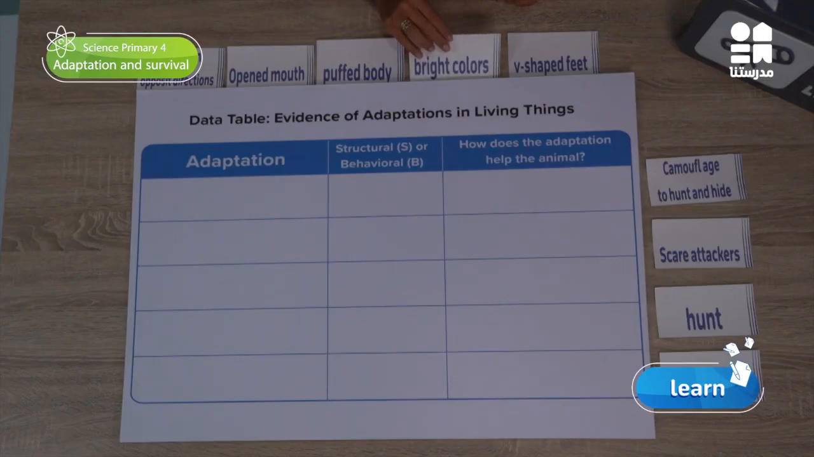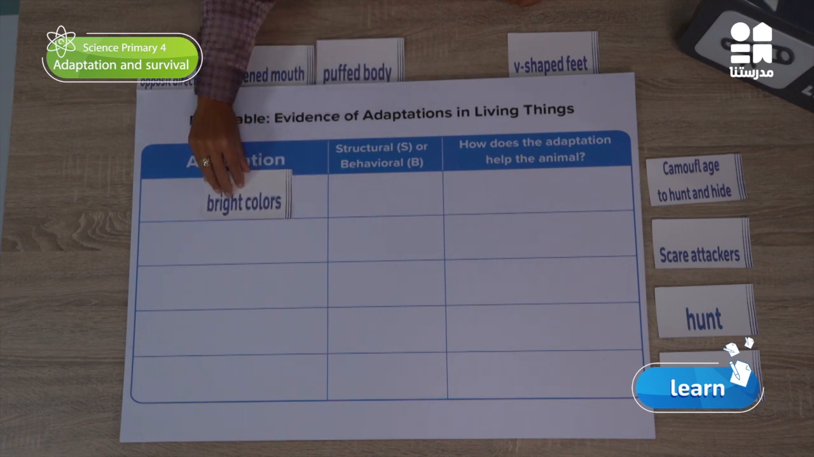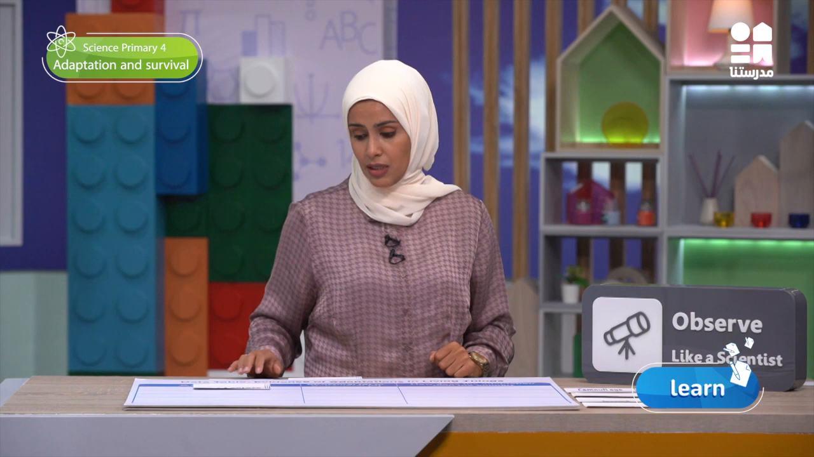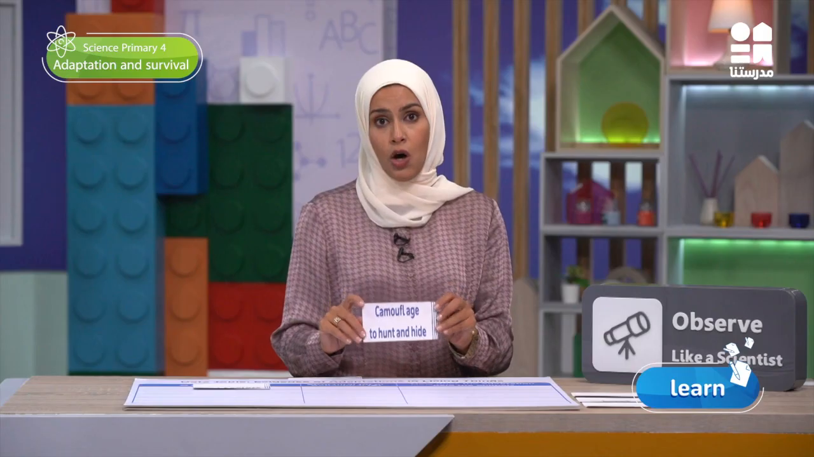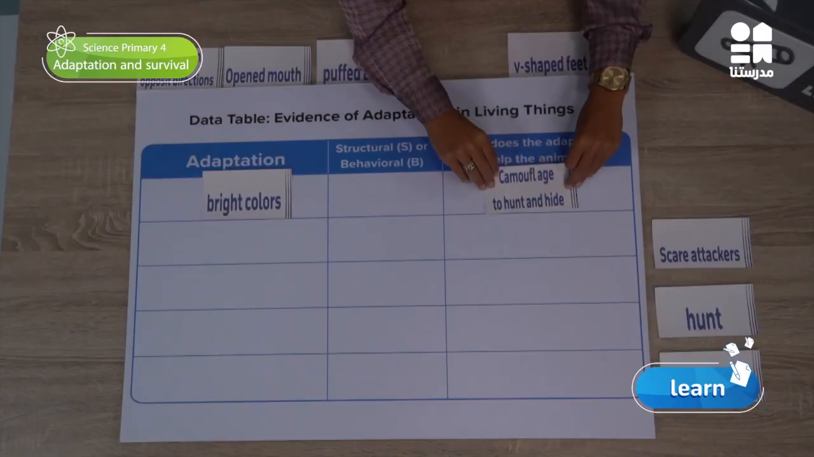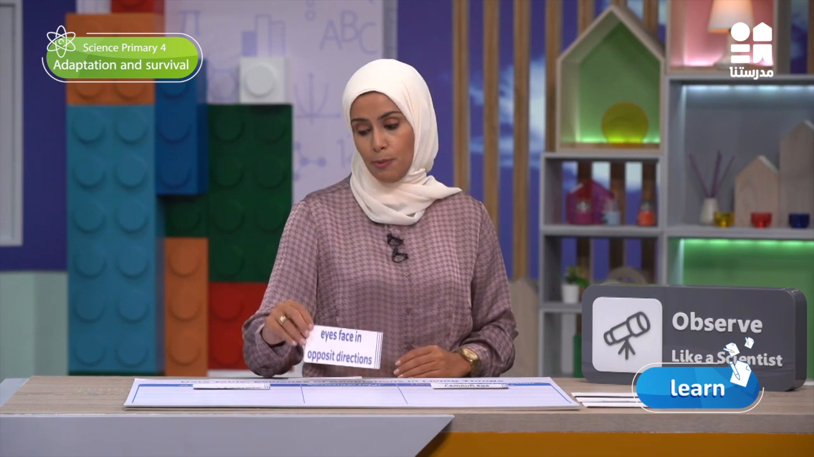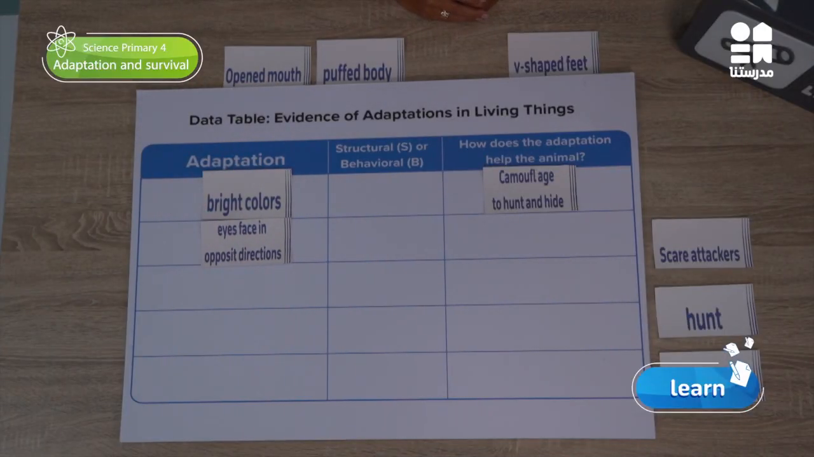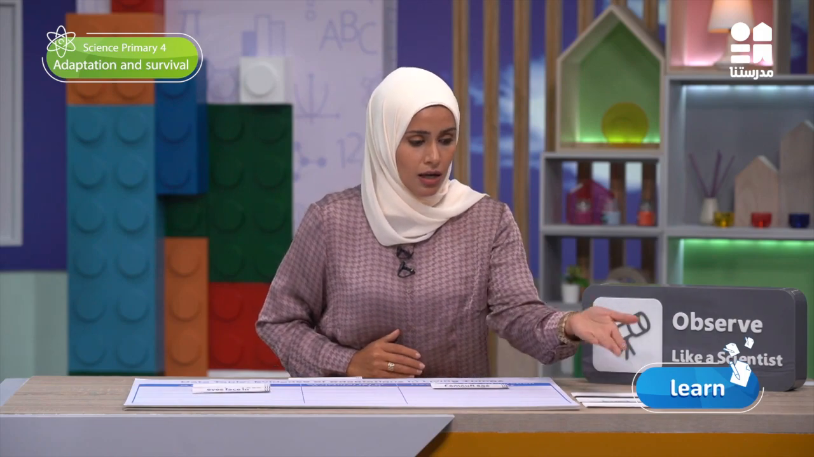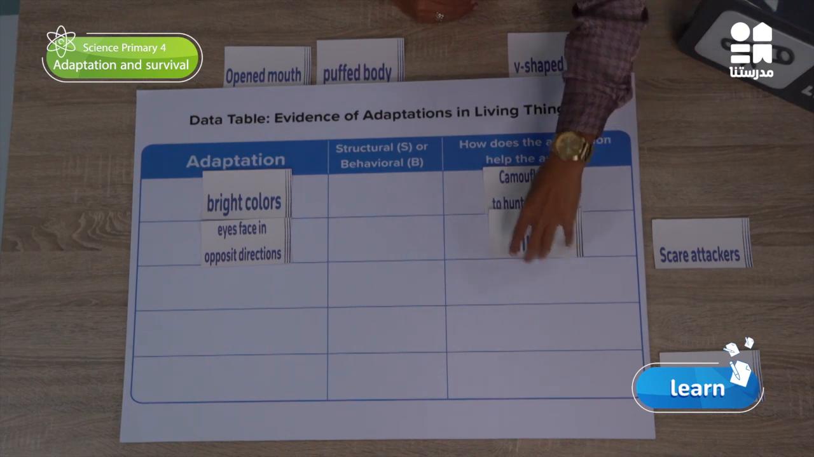The first adaptation is bright colors. How does this adaptation help the chameleon? Bright colors help the chameleon to do camouflage, to hunt and hide. What about eyes facing in opposite directions? The eyes move in opposite directions. Does it help it to scare attackers, hunt, or balance and move? Yes, it helps it to hunt easily.